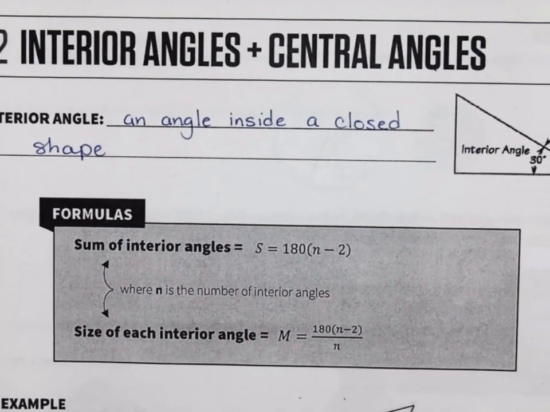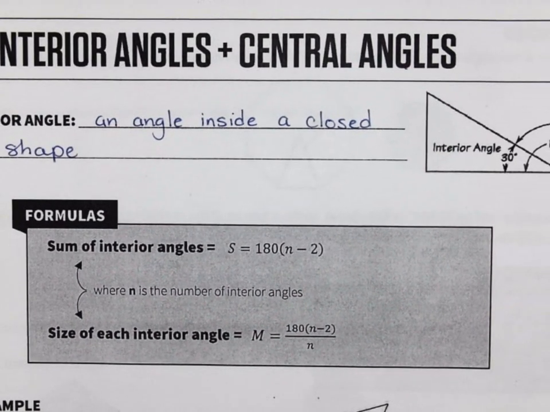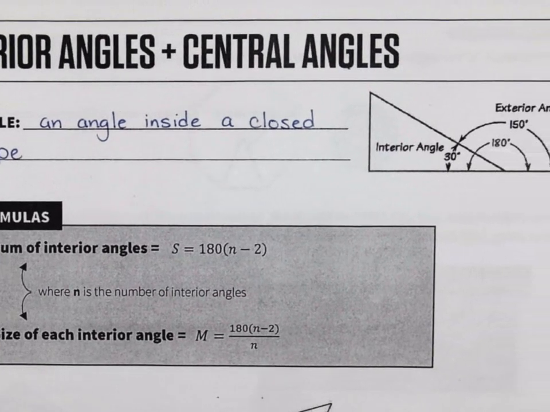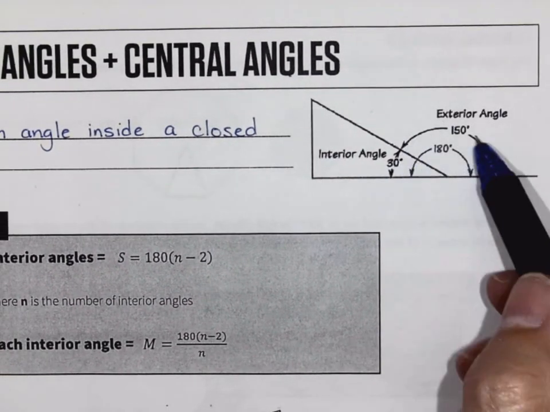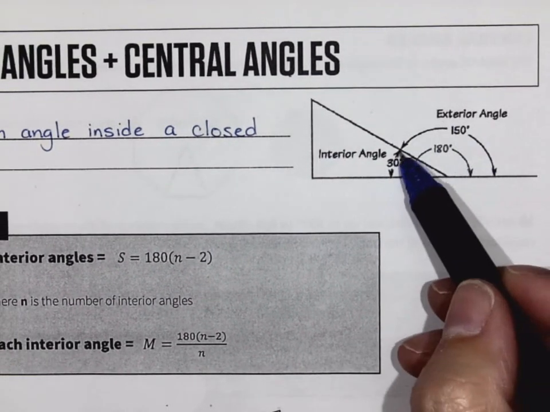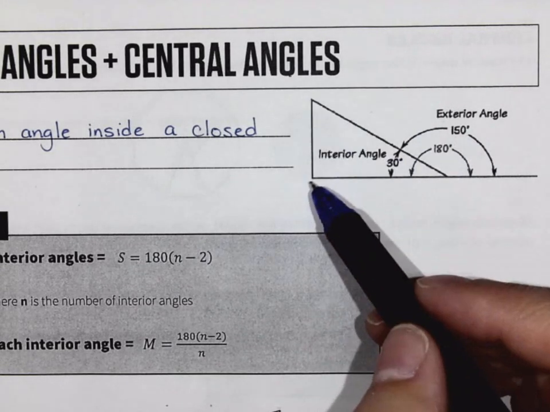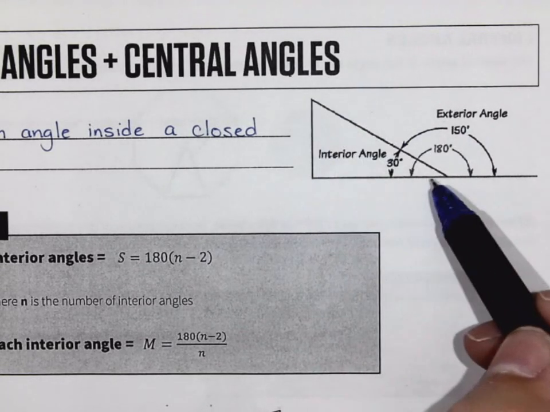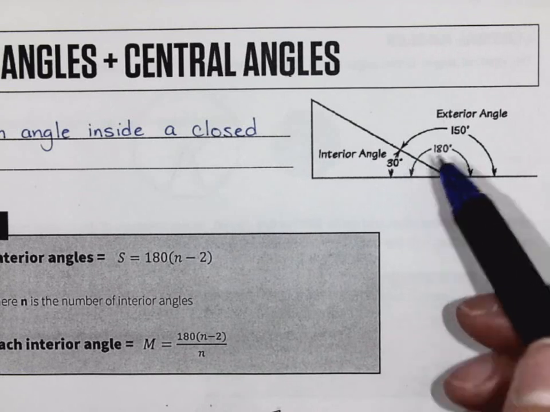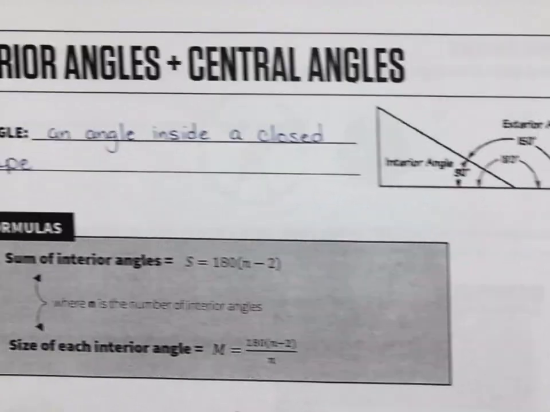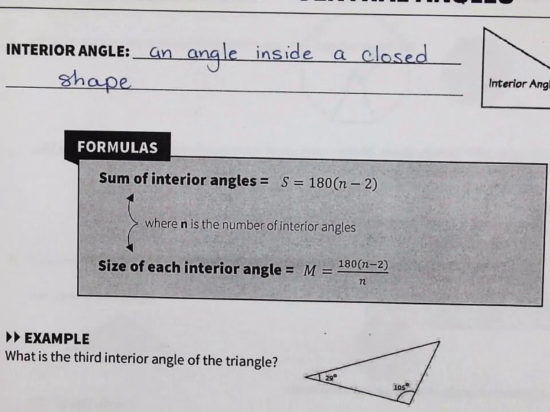If we just look at the picture to the right, there's all kinds of angles. The exterior angle is the one outside the shape, that's 150, and the one that's inside the closed shape of the triangle, that's the interior angle, is 30 degrees. Okay, so we have some mathy stuff to do.